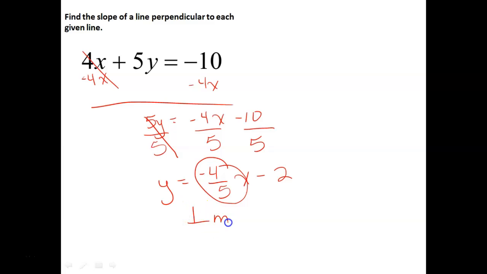But the perpendicular slope is the opposite of negative, which is going to be positive. And the reciprocal of 4/5 is 5/4. That's it.